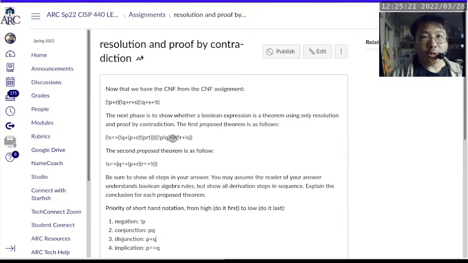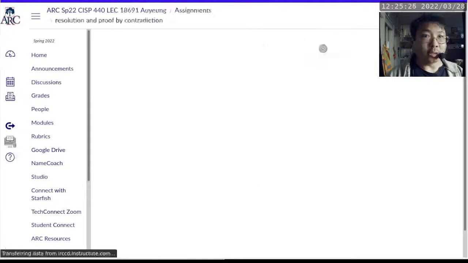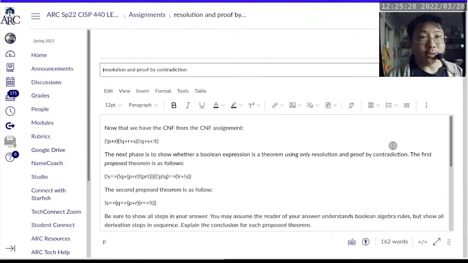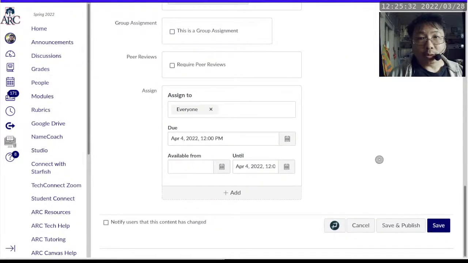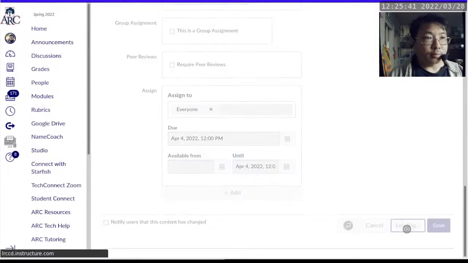Are there any questions about the new assignment? If not, I can assign it right now. In fact, it's already assigned. It's just that I have not published it. So there we go, I'm going to publish it. You will turn it in by April 4th at the latest for it to count. So save and publish. There we go.